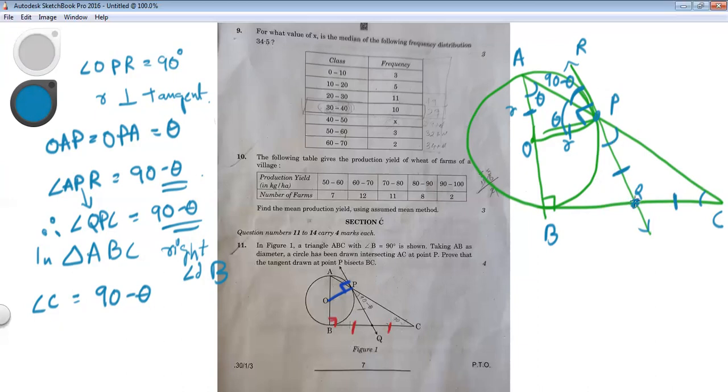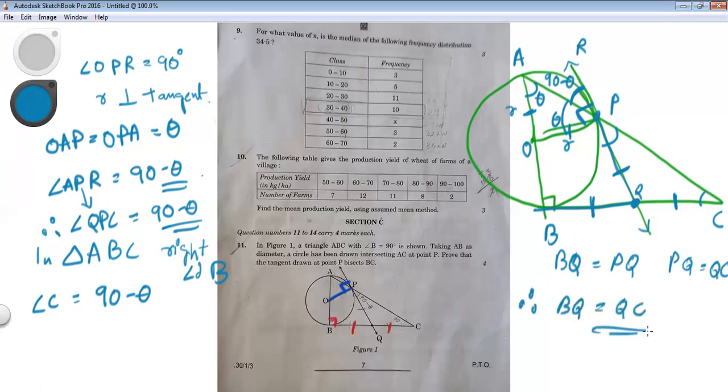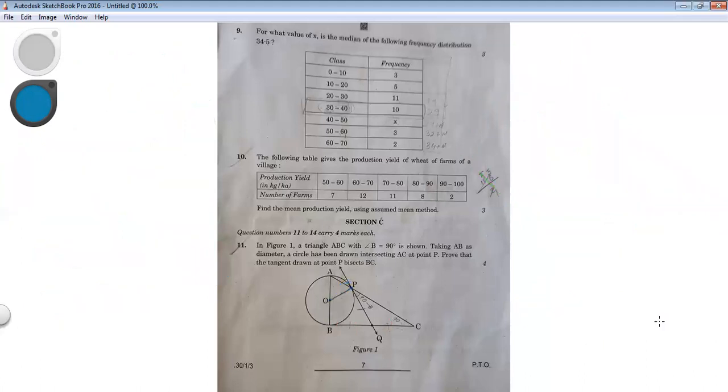Similarly, from point Q you're drawing two tangents, QP and QB, right? Tangents from an external point are equal. So therefore PQ and BQ are equal. Since BQ equals PQ and PQ equals QC, therefore BQ equals QC. I hope it was clear. It was just a play of angles. That's all. Now it was clear and easy for you. All right, let's keep moving ahead.